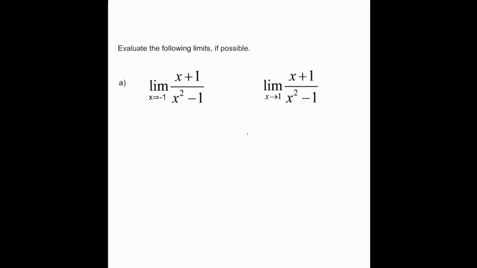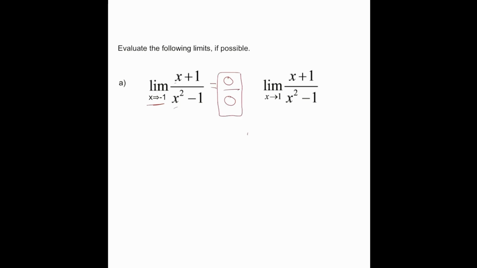So let's look at x plus 1 over x squared minus 1. The first thing that I'm always going to do with these is try direct substitution, just to see what we are dealing with. So if we use direct substitution for this first one, as x is approaching -1, I'm going to substitute -1 wherever there's an x. So -1 plus 1 is 0. -1 squared is 1, minus 1 is also 0. That's not so good. We don't really want to divide by 0.